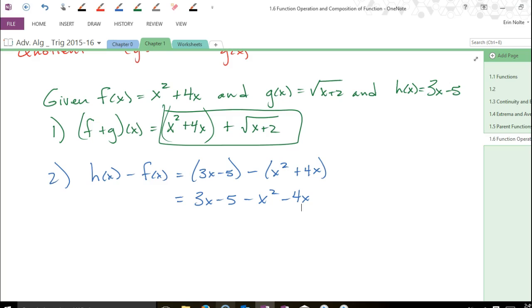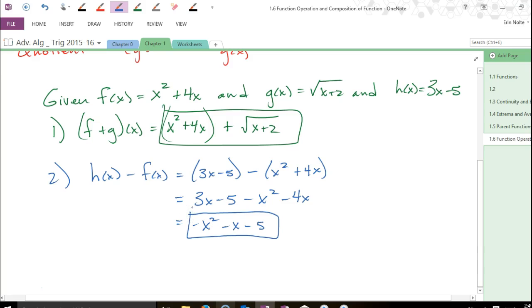Okay, so if I rewrite that, how many x squareds do I have? Technically negative 1. How many x's do I have? Negative 1. And my constant? Negative 5, good. Okay, so that is as far as I go. Remember that since you're simplifying functions, what should come out? Another function. If I'm combining two functions, I should get another function out. So all I did is I found a new function.